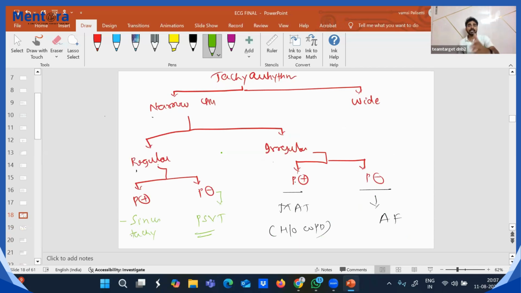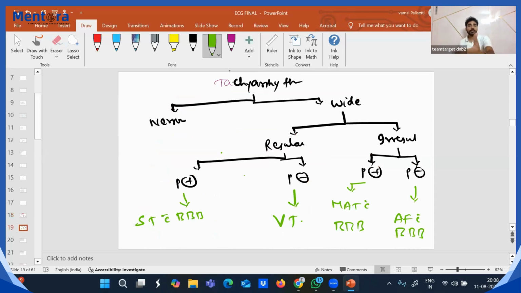Similarly, if irregular and P wave present, it's multifocal atrial tachycardia. Irregular, P wave absent, it is atrial fibrillation. In any of these, if the patient already has bundle branch block, they present as wide complex only. So that's what we mentioned here. If it's a wide complex, the same things apply with bundle branch block added. The only hallmark is wide complex tachycardia which is regular with no P waves, it is ventricular tachycardia. That's it.